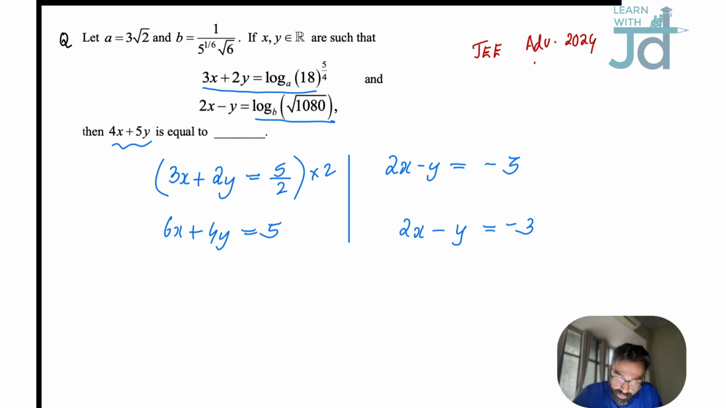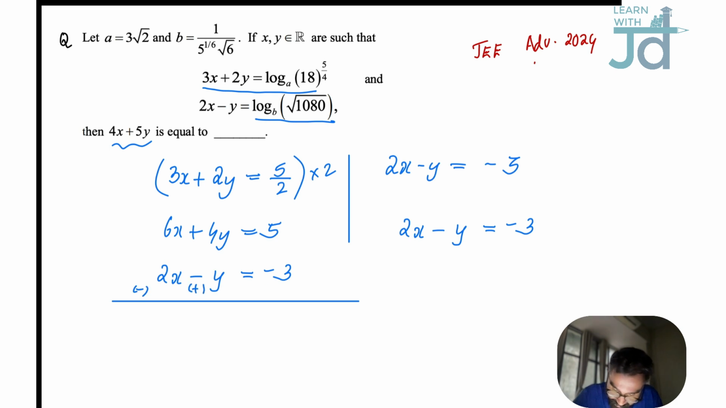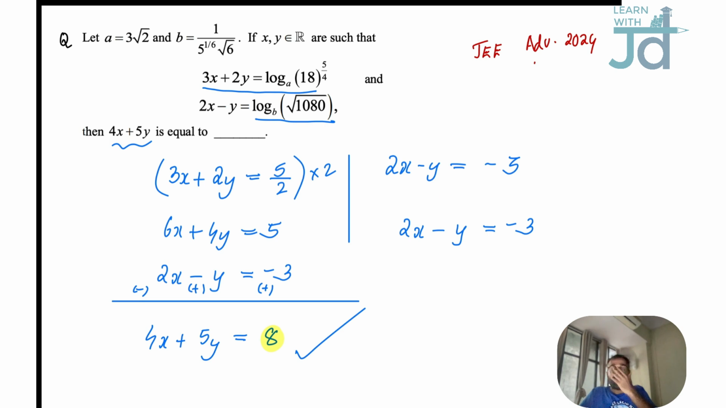No, we can just subtract both equations. Yeah, we can subtract both the equations. So if you subtract both the equations, what do you get? You will get 4x plus 5y is equal to 8, and 8 is your answer. Don't spend energy to solve the problem. Sometimes, using some linear combination of these two, you might get the answer. Yeah.